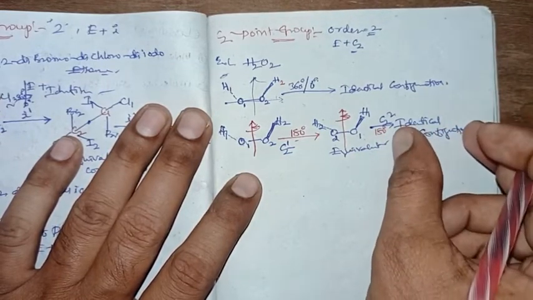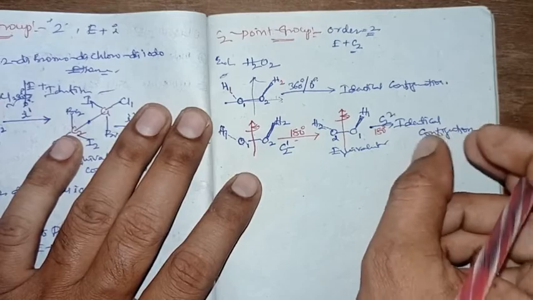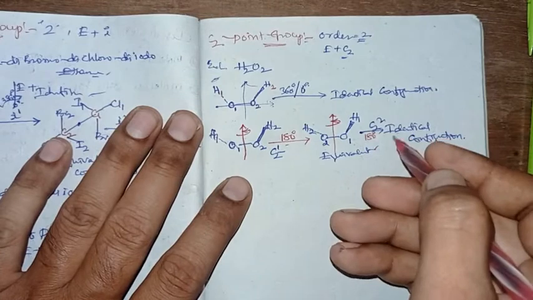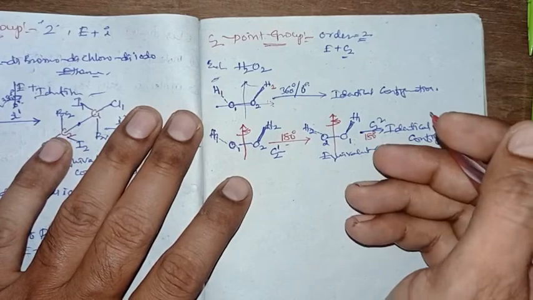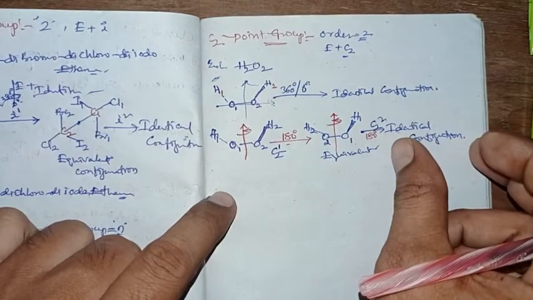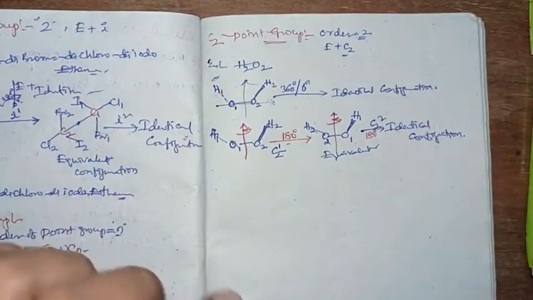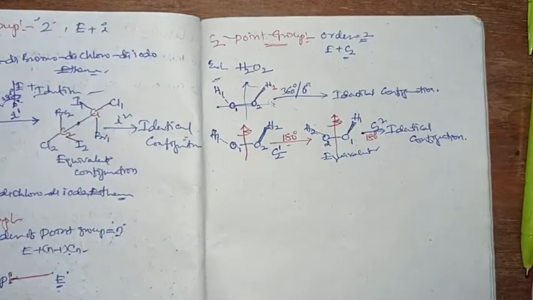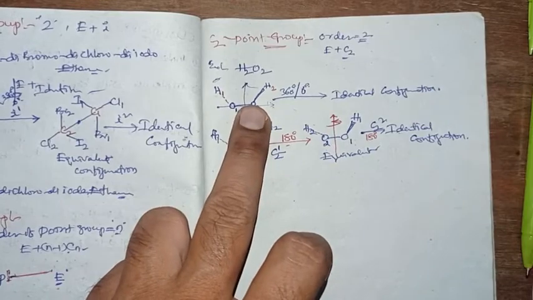I'm not writing the structure, you should write it, right? I want you to write the configurations every time. The more you practice the symmetry operations, the easier the symmetry subject will become, right? So that's why I am writing the name of the configuration and not repeating the structure. You do it, right? So that's how the second fold rotation axis of symmetry exists in hydrogen peroxide.